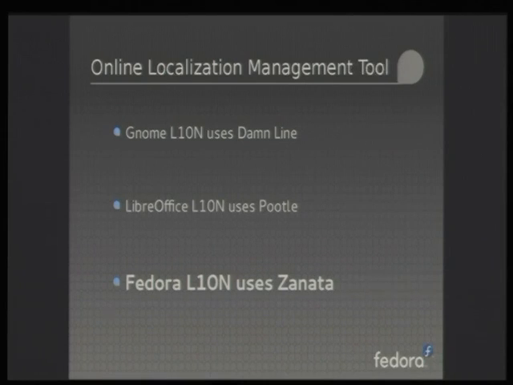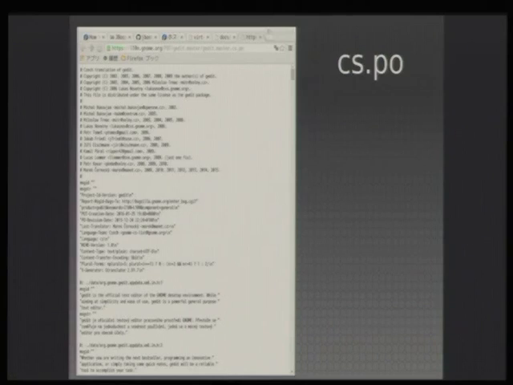Personally, I think Zanata is a very translator-friendly platform, compared to Damned Lies or Pootle. But I won't talk much about Pootle or Damned Lies. Basically, all those platforms work almost the same. It's bridging the developers and the translators.